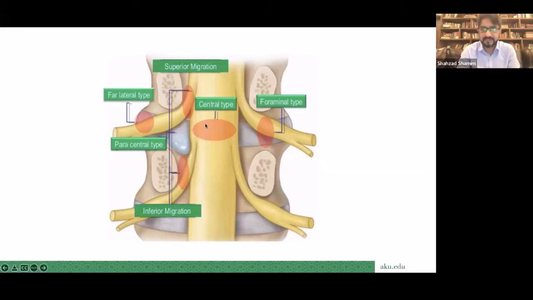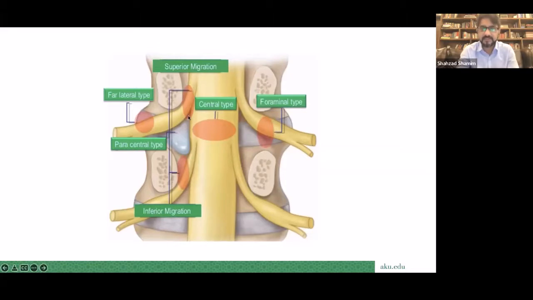So if it is a central type disc herniation, or a posterolateral disc herniation, or a paracentral disc herniation, that will preferentially cause symptoms at the traversing nerve root. So if it is at L4-5, it will cause L5 symptoms; if it is at L5-S1, it will cause S1 symptoms.